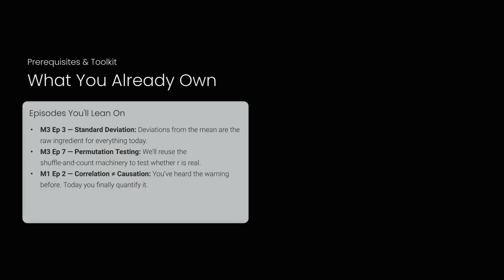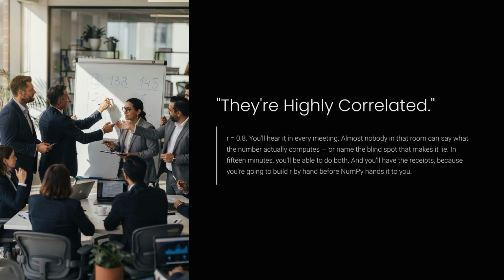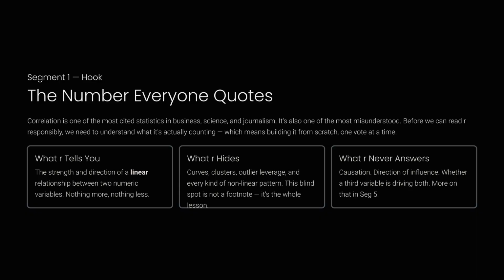We'll build on your knowledge of standard deviation and permutation testing from previous episodes. We will also introduce NumPy's core coefficient function and scatter plots. You've likely heard people say they're highly correlated. In this video, we'll go beyond the jargon to understand the math behind that claim. Correlation is a powerful tool, but it is often misunderstood. It tracks linear relationships, but it can hide complex patterns and does not prove causation.